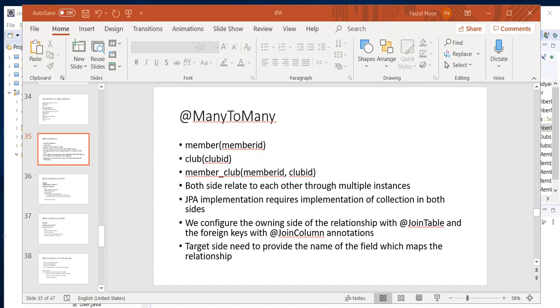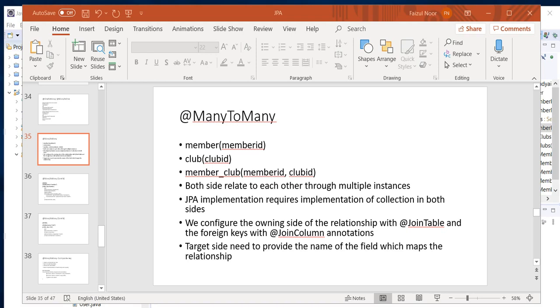Today's tutorial I'm going to talk about the many-to-many relationship. As you can understand from here, there are two sides and each of the sides is connected to the other side through a many-to-many relationship. So that means one side can have many instances of the other side, and the other side as well can have many instances of the opposite side.